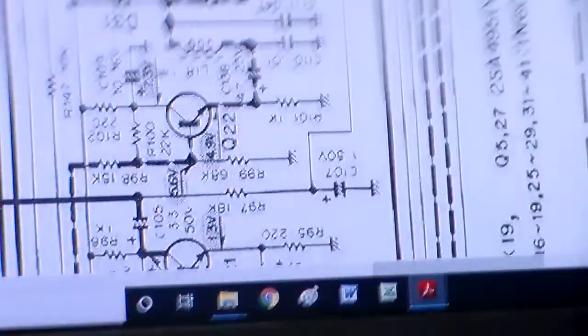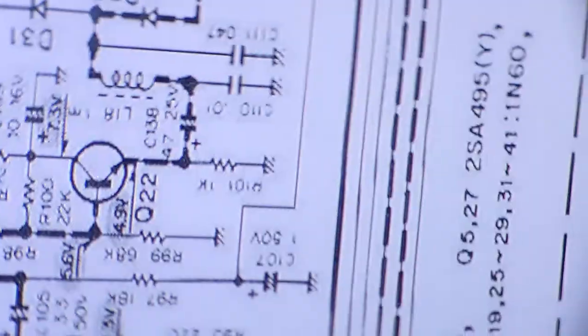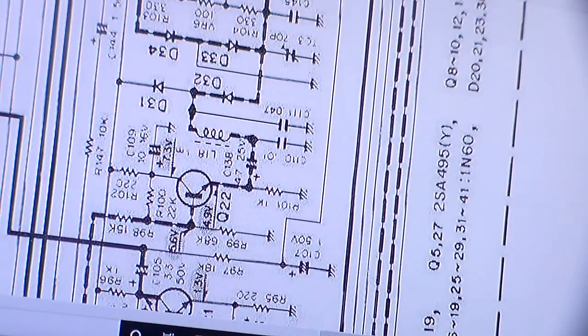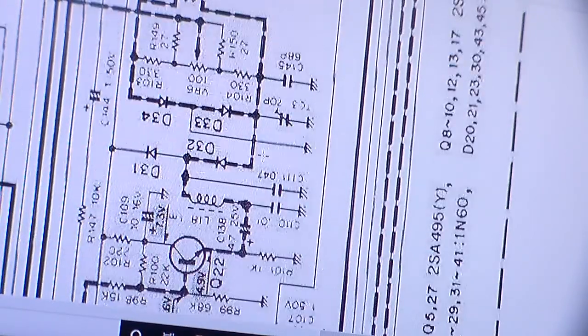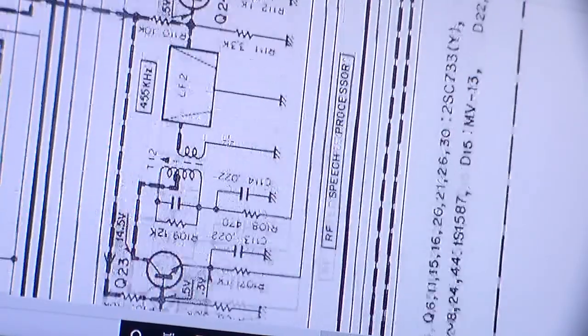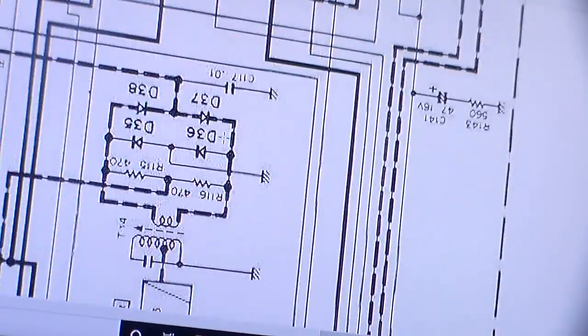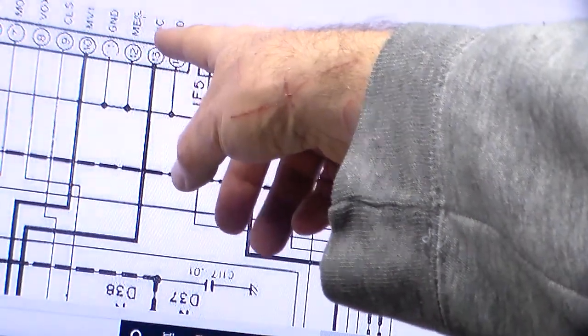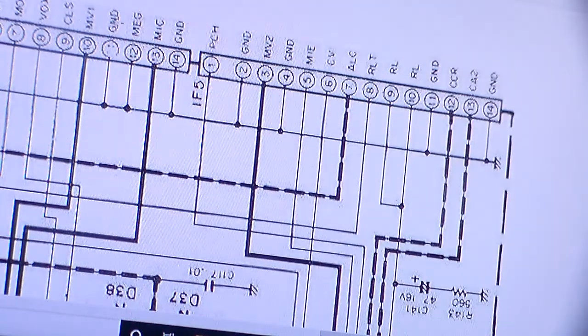I'm going to go back to the tripod because it's going to be too shaky with me trying to do this. Let me pause it here for a second. Okay, we're back. So here's what I'm thinking. Right here, and I'll use the cursor, but for now I'll point right here where it says mic, is where the signal comes in from the microphone. Pin one of the microphone jack.